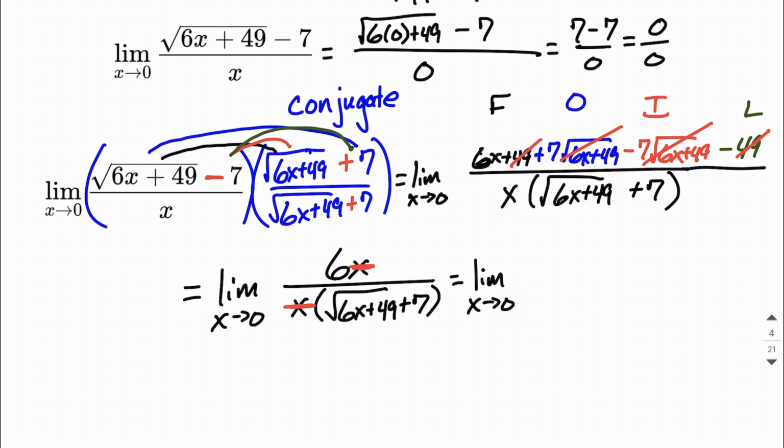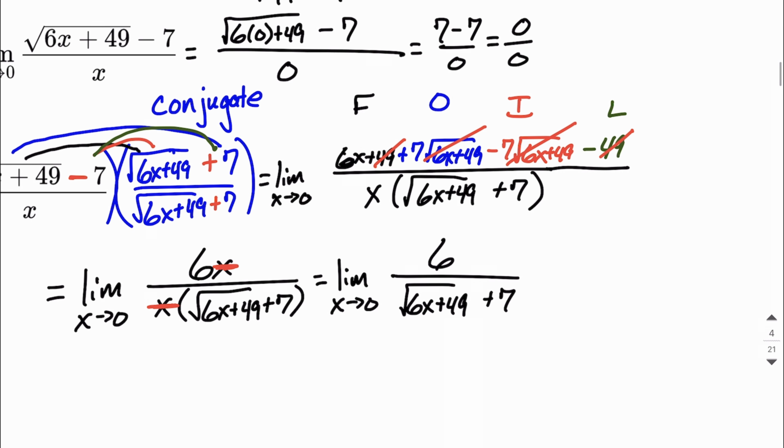Copying down what remains, you may notice we still have a 6 in our numerator, and we still have what was in the parentheses, the square root of 6x plus 49, and the plus 7 in our denominator. At this point, we've eliminated the problem. The problem was x multiplied by the entire denominator and x multiplied by the entire numerator. So again, we're going to evaluate this as x approaches 0. We're going to fill that 0 in for our remaining x.